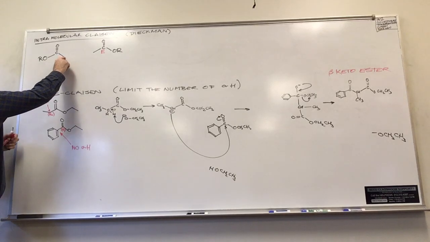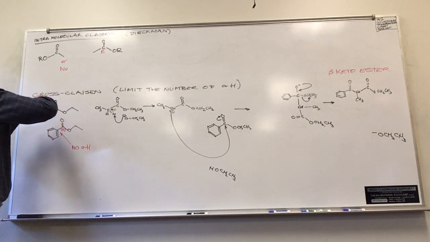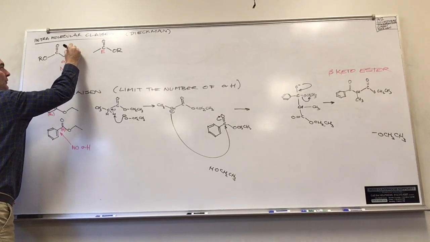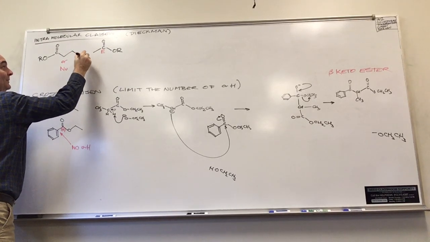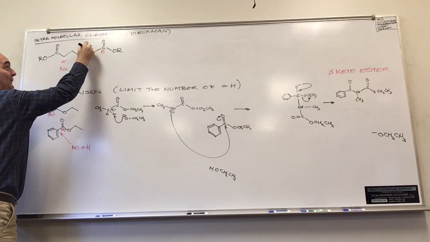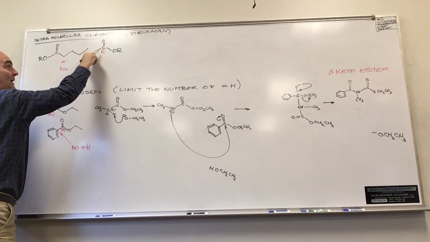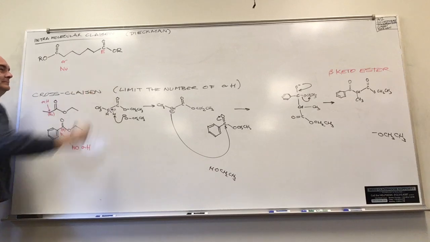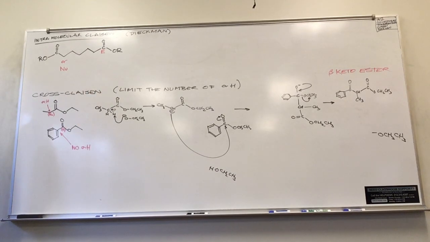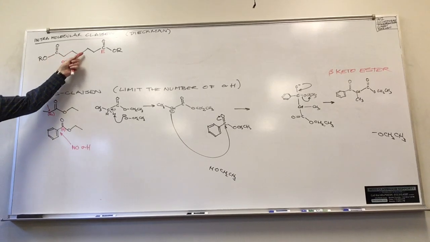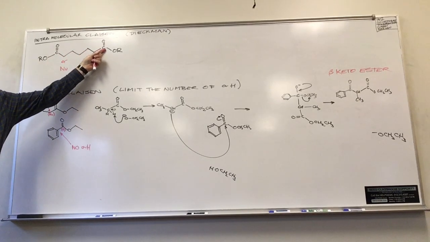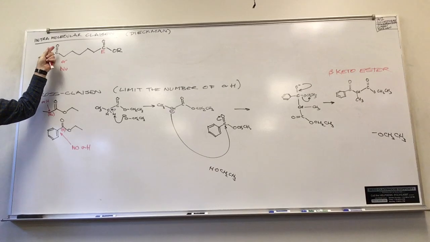So if this is 1, 2, 3, I might do this wrong, 4, 5, 6, this will work. So that is a 1, 2, 3, 4, 5, 6, 7 carbon chain.